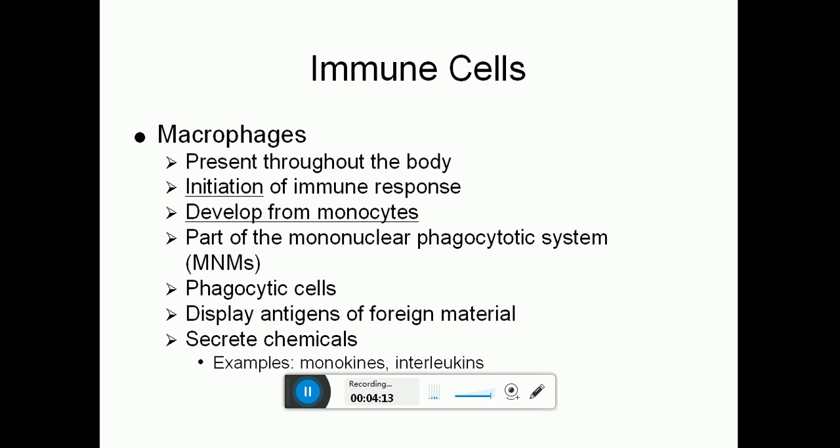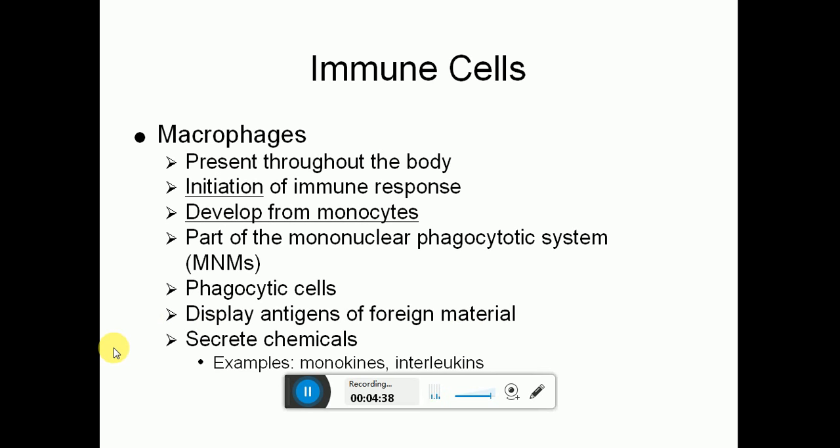Macrophages are the ones that will phagocytose the foreign body or the bug coming in. It digests it and finds the part that causes the disease. It'll find the antigen that causes the disease, and take that antigen and represent it to either the B or the T lymphocytes. So that's what we mean when we say it displays the antigens of the foreign material.